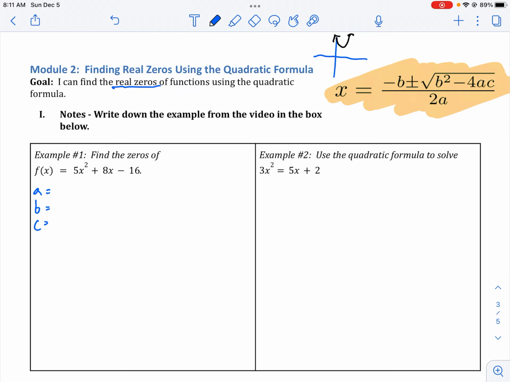For this example, because everything is on the same side of the equal sign and in standard form, meaning we have x squared first, then the x, then the constant, a, b, and c are easy. This x squared coefficient is our a, the 8x is our b, and the negative 16 is our c. Again, we just use the coefficients from those terms, 5, 8, and negative 16.